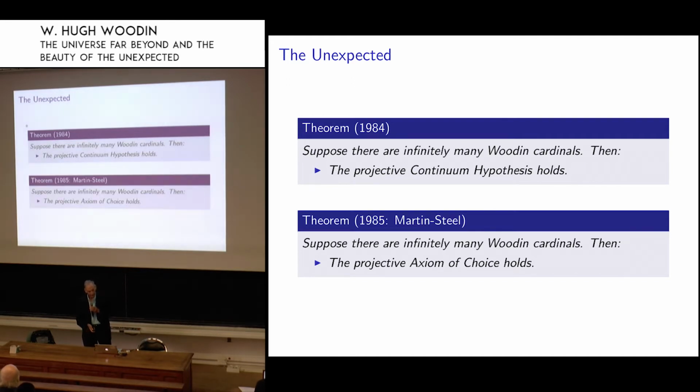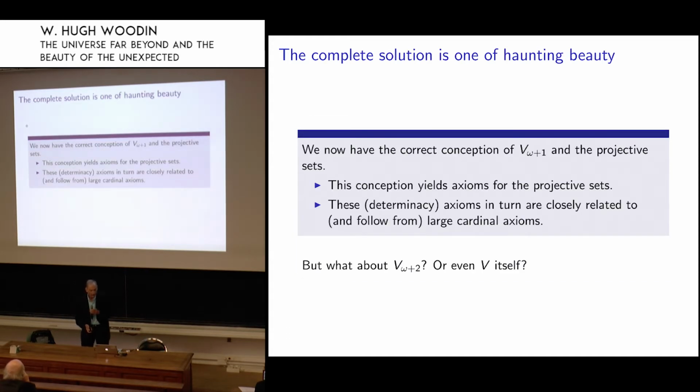And then about a year later, Martin and Steel showed from the same hypothesis that the projective axiom of choice holds. Now, I'm not stating the exact theorems, but restated them for this context. So, from the existence of very large sets, one solves those projective forms of both the axiom of choice and the continuum hypothesis. And the complete solution, I claim, is incredibly beautiful.